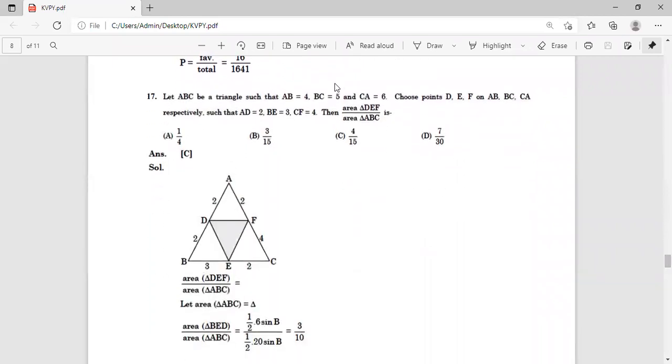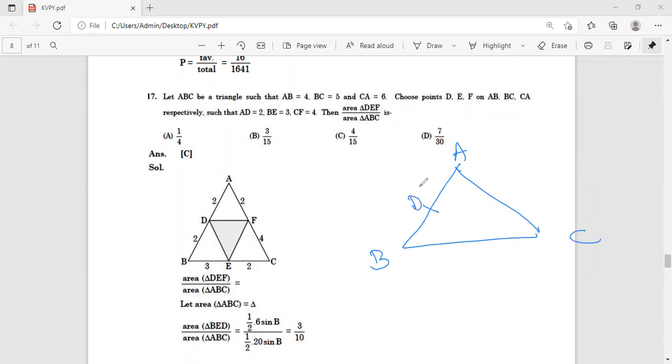So next question. ABC is a triangle. AB is 4, BC is 5, CA is 6. Choose points D, E, F. So D is given on AB, which is 4, such that AD is 2. When AD is 2, this leftover is 2. So I have written it here. BE is 3, so the leftover is 2. So this is the diagram you will get. Now you need to find DEF area divided by total area.